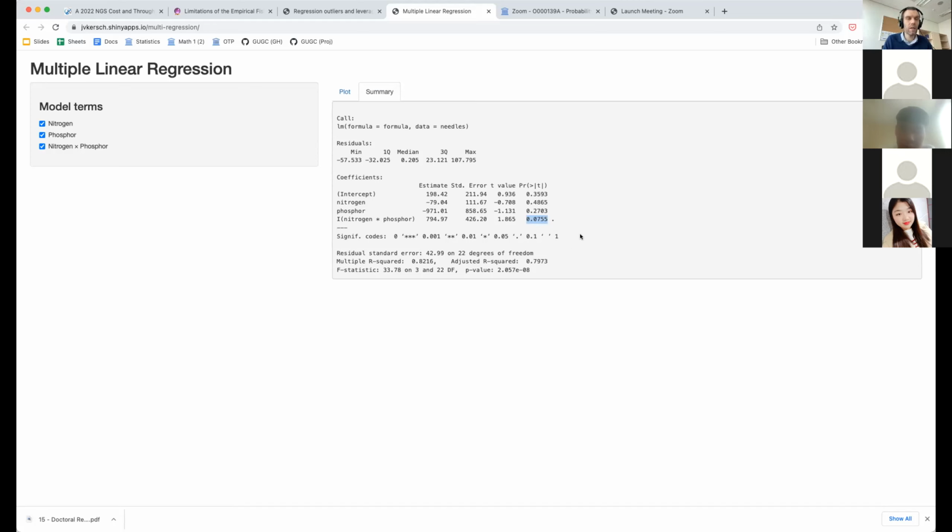And now we see that phosphor and nitrogen have become not significant anymore. And you might say, hey, therefore we should remove them from our model, right? But the answer is no. If you have higher order terms, then you must leave the lower order terms in your model, even if they're not significant. So here we have an interaction term that involves nitrogen and phosphor. So therefore, we must have nitrogen and phosphor in our model, even though individually they are insignificant.